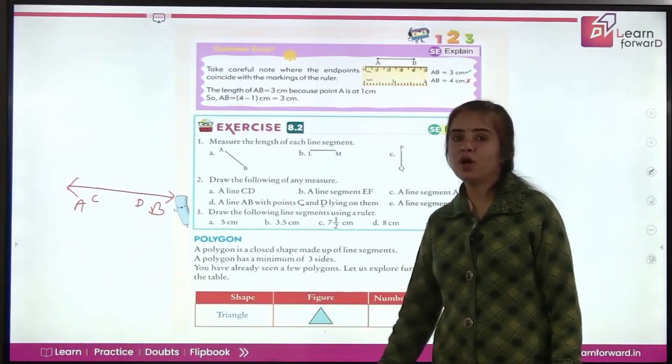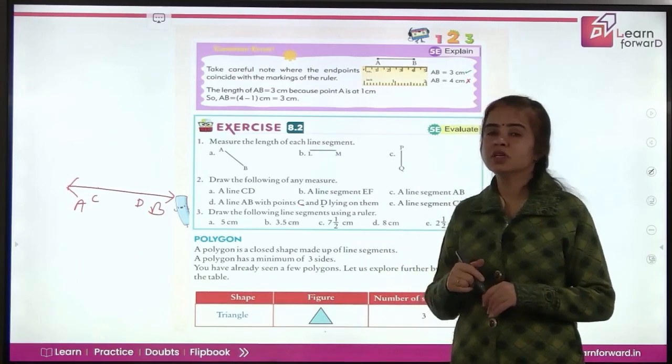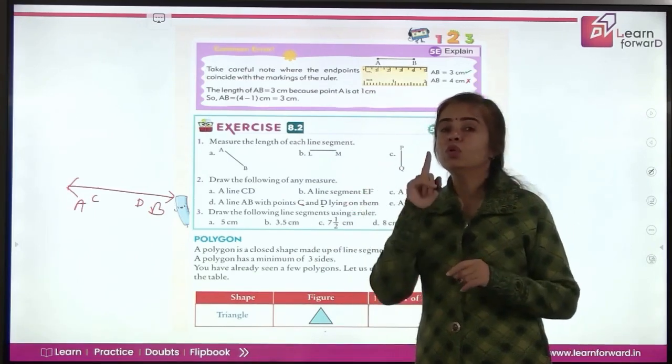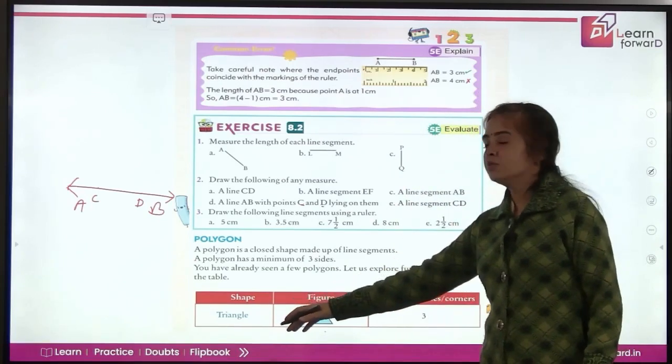Now what is a polygon? Polygon is a closed shape. We have just learnt about closed and open shapes. So polygon is a closed shape which is made up of only line segments. No curves are there. So we have these polygons.